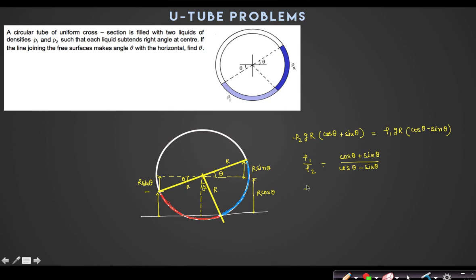If I use componendo and dividendo, rho 1 plus rho 2 divided by rho 1 minus rho 2 is equal to cos theta divided by sin theta. So this is cot theta. So tan theta should be rho 1 minus rho 2 divided by rho 1 plus rho 2. That should be the answer to your question.